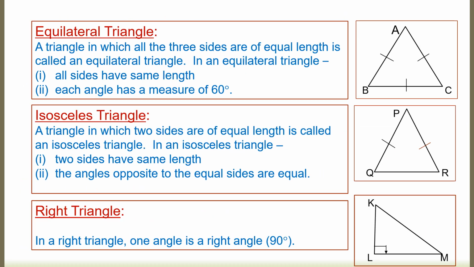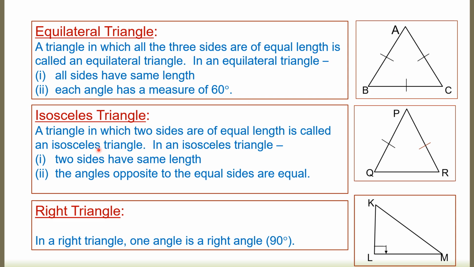Your present textbook gives some importance to equilateral triangle. So let us understand more on equilateral triangle along with the other type of triangles. So here, this is an equilateral triangle. A triangle in which all the 3 sides are of equal length is called an equilateral triangle. And in an equilateral triangle, all sides have the same length and each angle has a measure of 60 degrees. So if you consider this triangle, all the 3 sides are equal, all the 3 angles are equal, and these angles are equal to 60 degrees each.